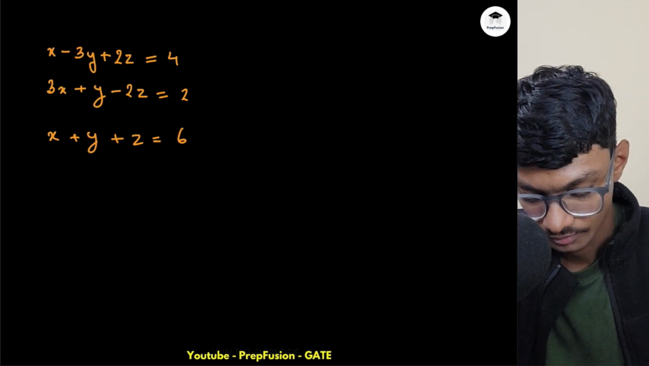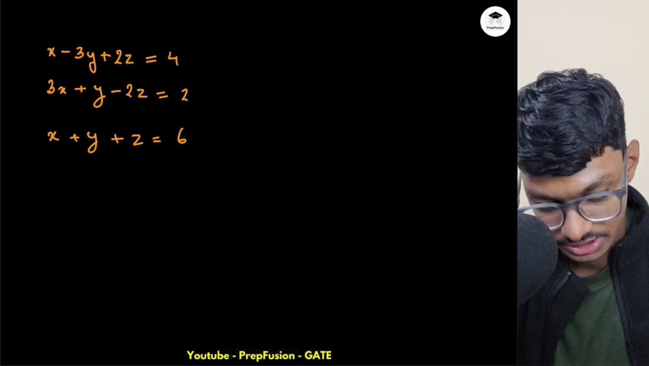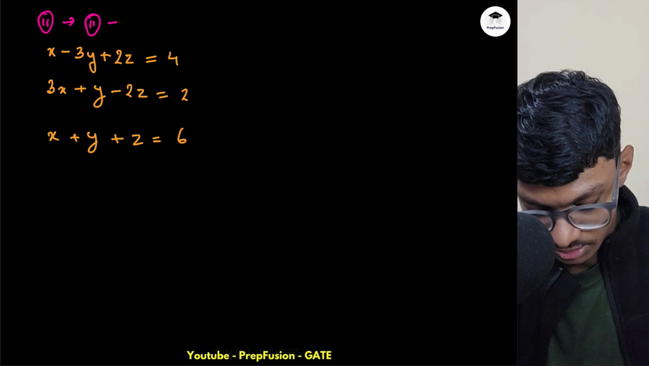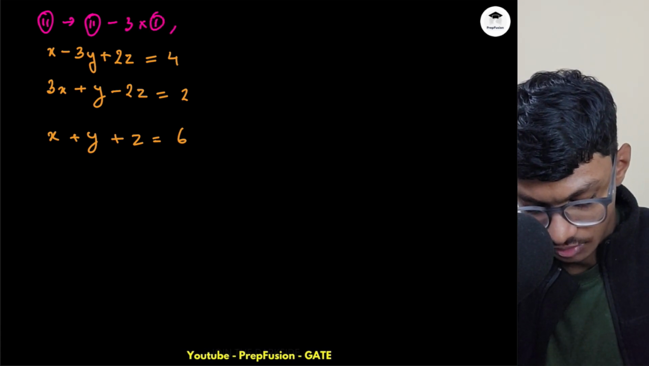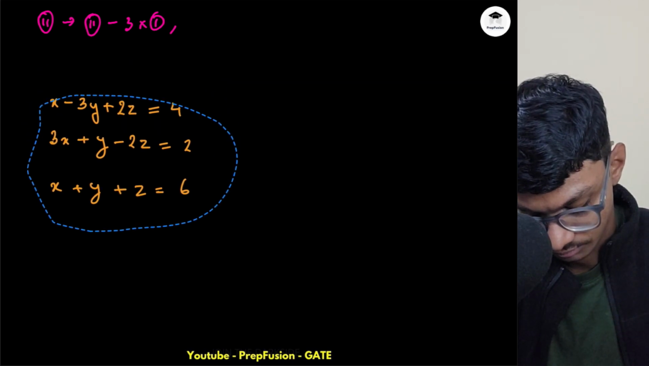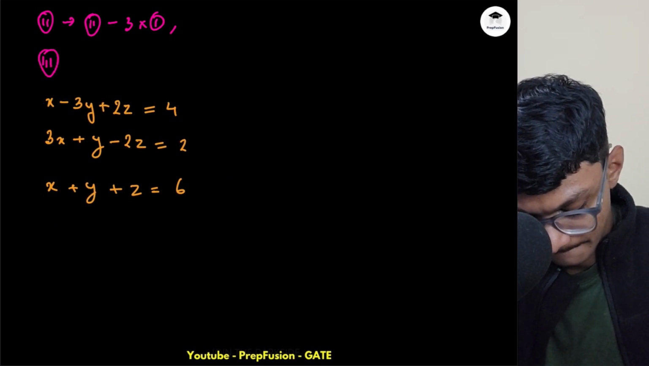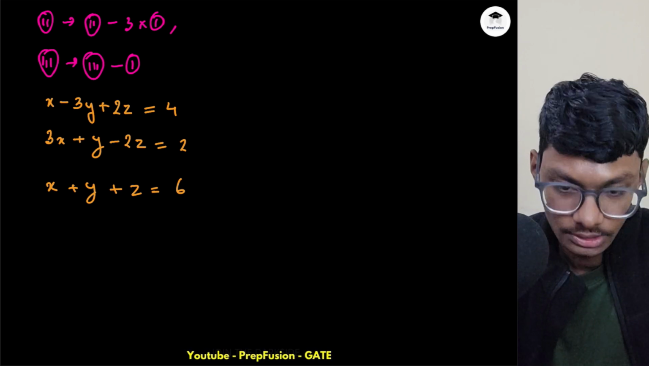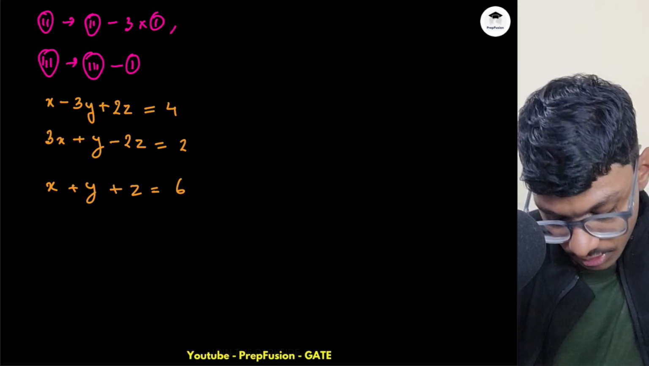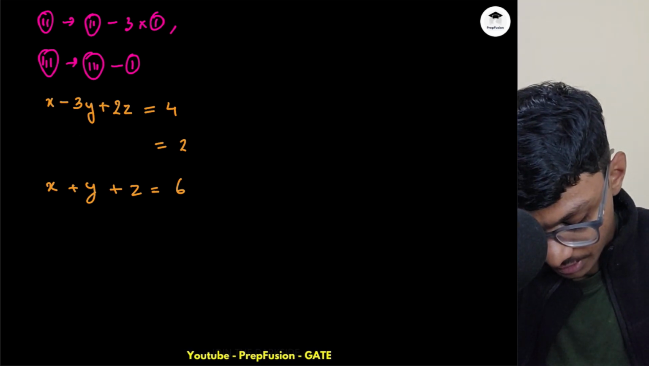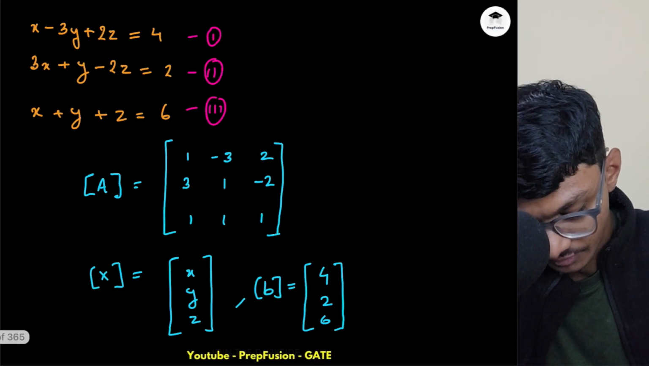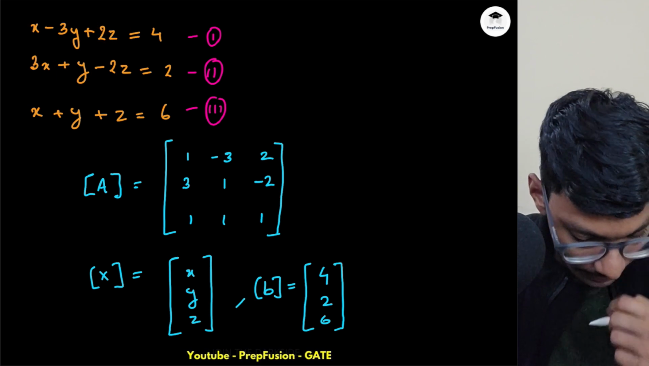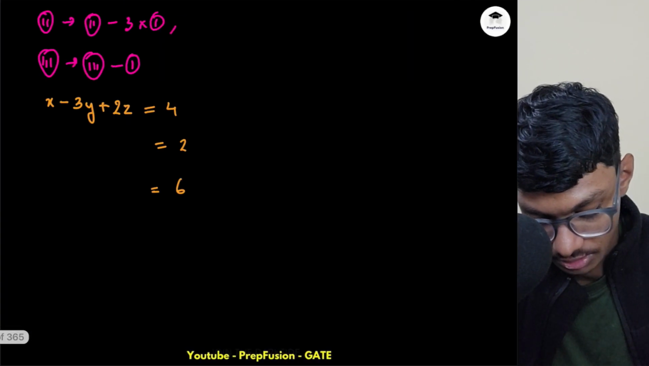So basically, what operations have I done? Equation 2 is changed from 2 minus 3 times 1, okay, and also equation 3 is changed from 3 minus 1. So now basically what will this become? If I subtract, this one will change, right? If I am subtracting 3 times this, this one will become 0 obviously, this one will become 10, and this one will become minus 8, and this one will become minus 10.